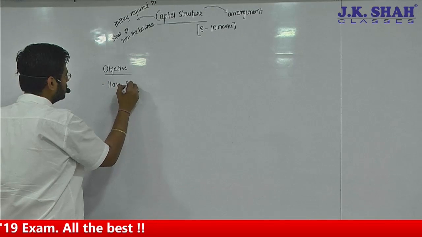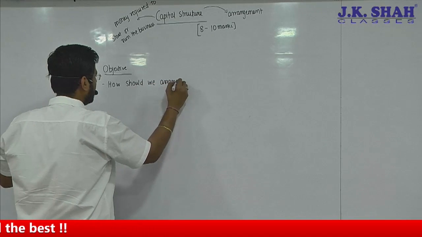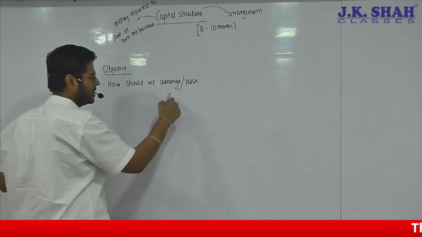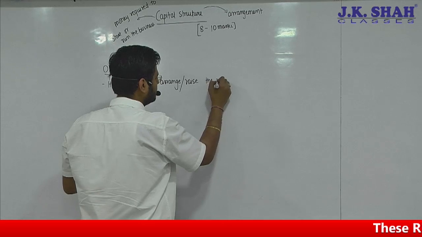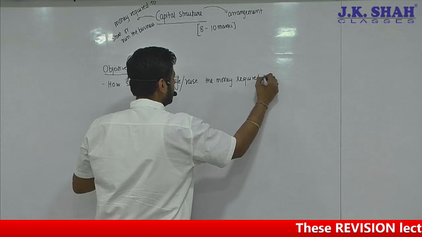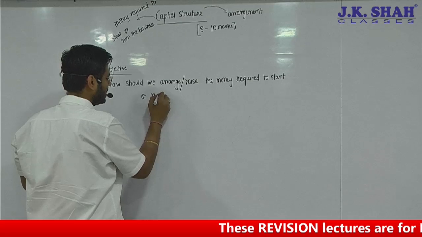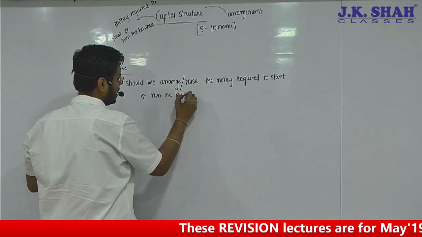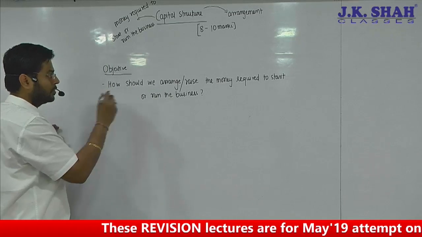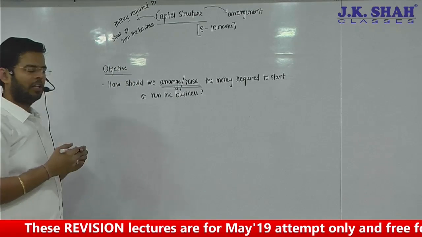So if I put the objective as a question, it will go this way. How should we arrange? Now when I'm using the word arrange, you can use it as raise. How should we arrange or raise the money required to start or run the business? The answer to this question will be given by this chapter. How should we raise the money that we need to start or run the business?